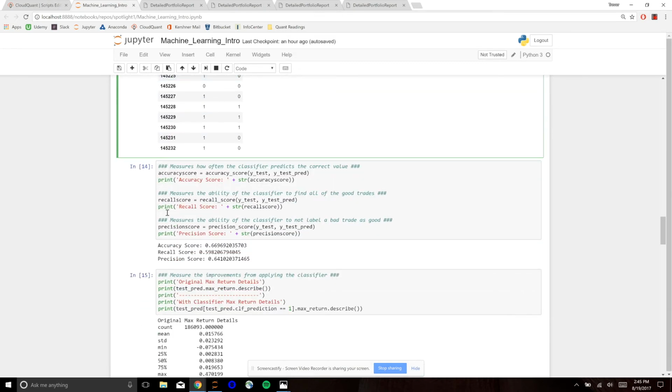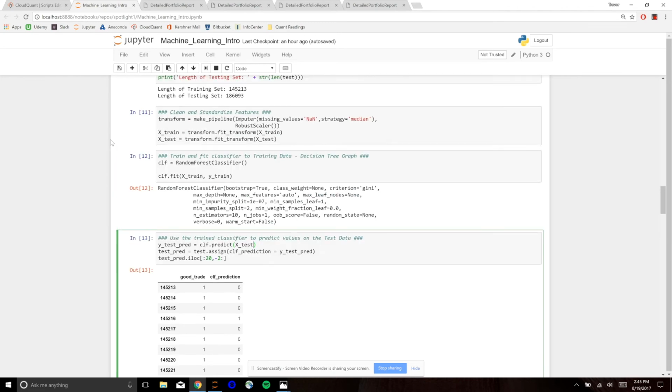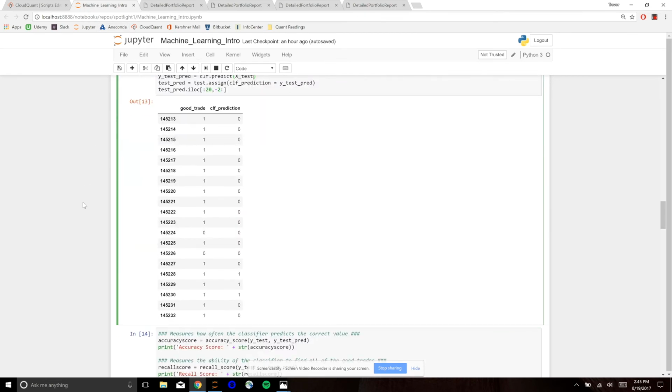So we can go down here and actually look at different scores. Our accuracy score is how many times this classifier guessed the correct value. If we look down here, we have about 66 to 67% accuracy. So 67% of the time, this random forest classifier that we trained on our data before 2015 is guessing correctly for all the data after 2015.